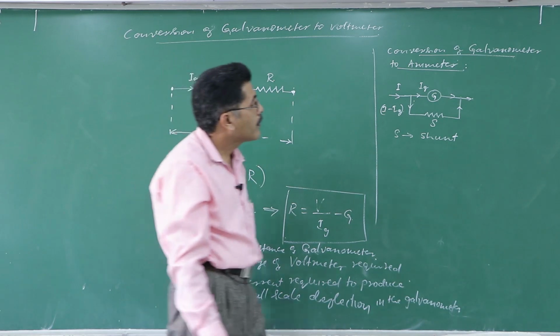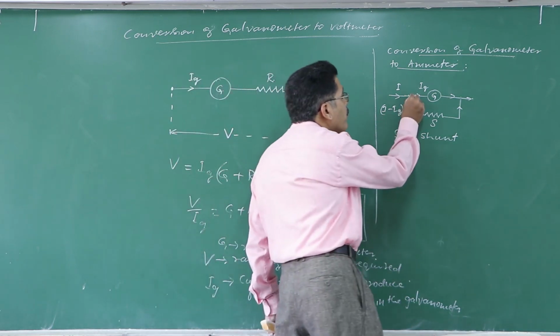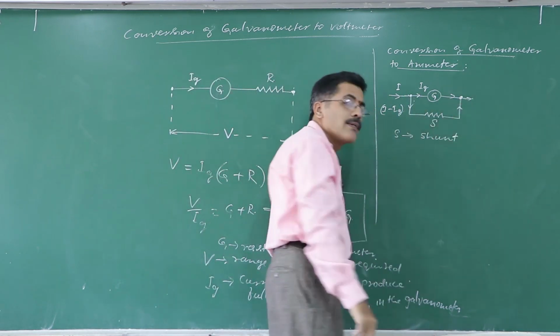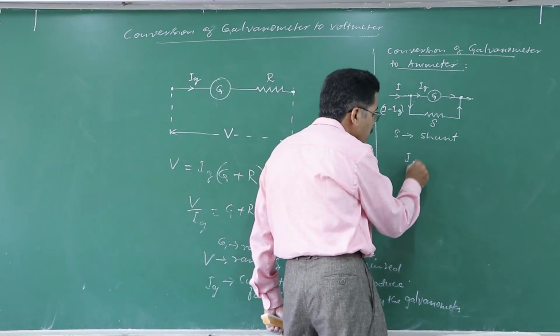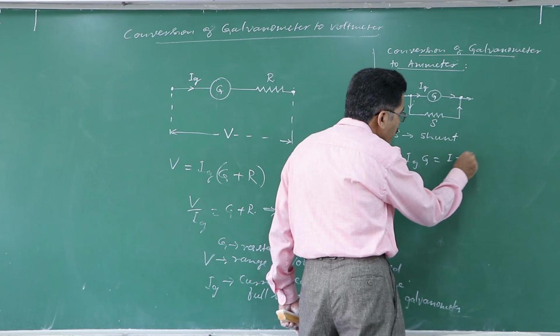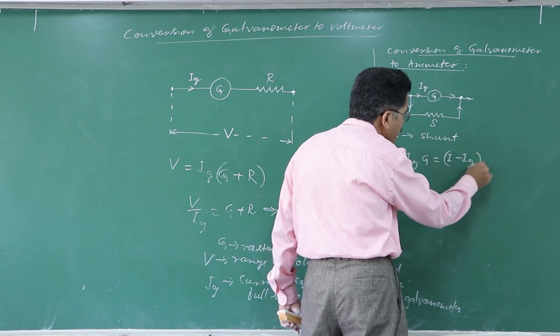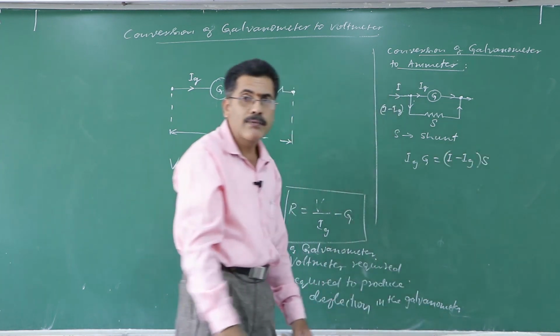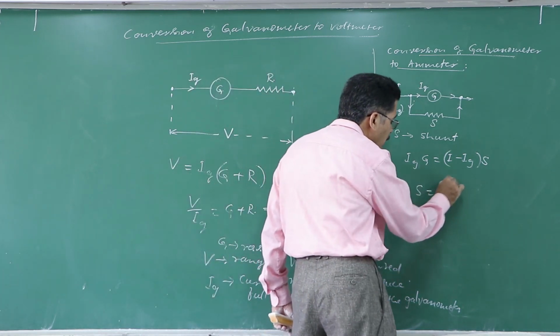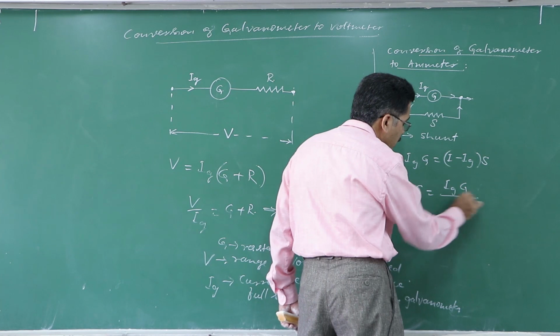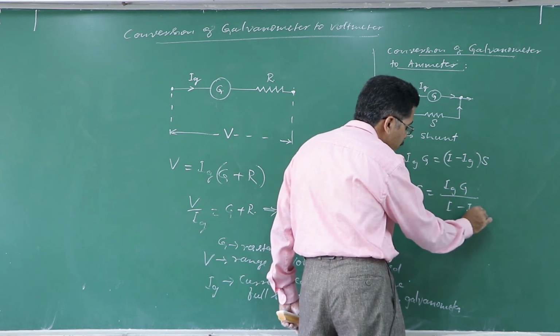In a parallel combination, you know that the potential difference remains the same. Therefore, Ig G is equal to (I minus Ig) into S. I want to know the value of shunt required. Therefore, S is equal to Ig G divided by (I minus Ig).